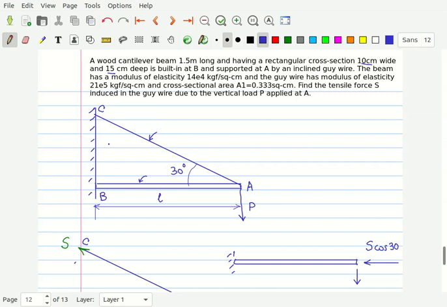The beam has a modulus of elasticity, that means the modulus of elasticity of wood is this, and the guy wire has a modulus of elasticity 21 E5. The guy wire is steel actually. So this is a steel guy wire and this is the wooden cantilever beam.